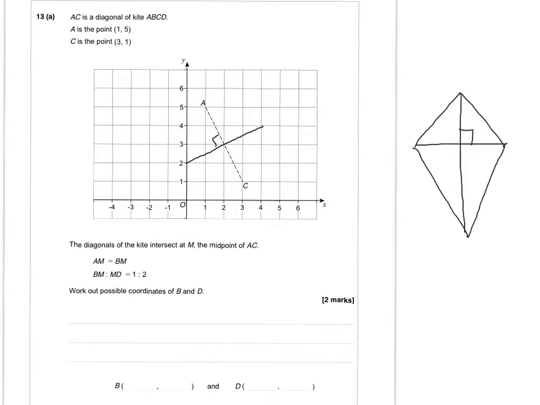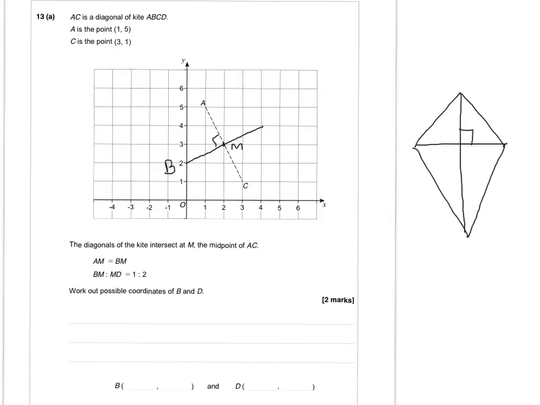If we look a bit more, we are told that the diagonals of the kite intersect at M, which is the midpoint. So here is M, and that's where the diagonals are crossing each other. We're told that AM is equal to BM. I think I've drawn B on here already. So here is where B is. It could be here, because I can see that AM would then equal BM. They're equal in length, so that's super.